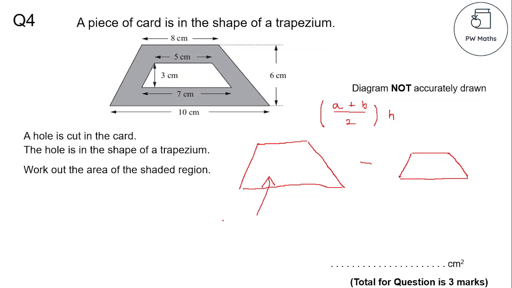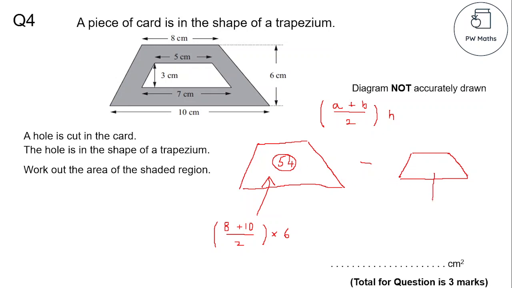The area of the larger trapezium will use the formula a plus b, so 8 add the 10, the 2 parallel sides, 8 add 10, over 2, pop that in the calculator, times by the vertical height between them, which is 6, giving me an answer of 54. I'll put that in the diagram.